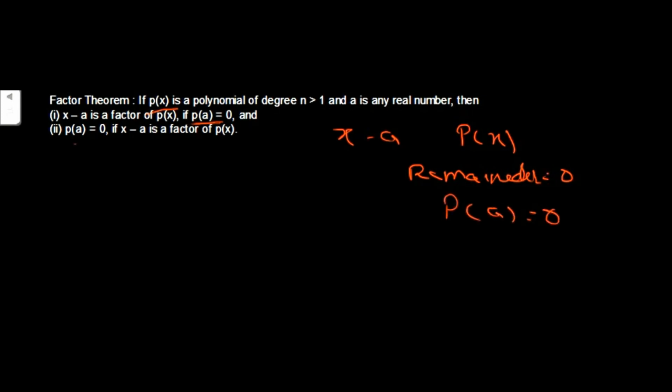And in the vice versa case as well, if P of a is 0, if we can find any real number a such that the value of the polynomial for that real number a is 0, then x minus a is a factor of p(x). So here 2 points should be noticed. We will be given this x minus a, and we will be asked whether it is a factor of the main polynomial or not. So this is one case in which the question can be formed. In that case, we will simply check whether p of a is 0 or not.